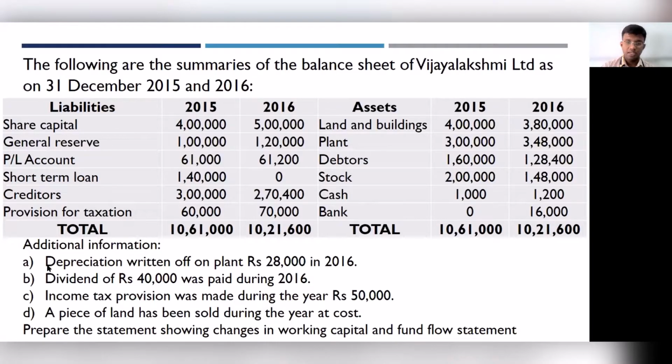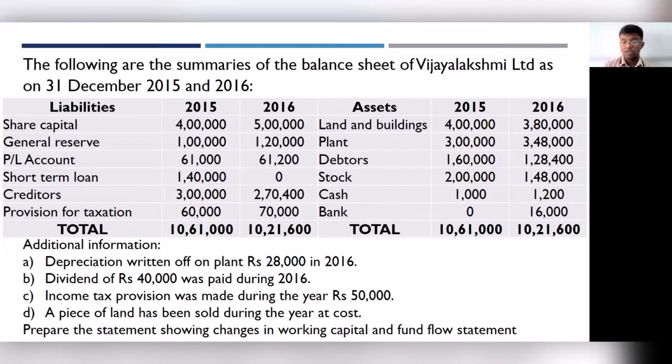The adjustments are: depreciation written off on plant rupees 20,000 in 2016. Dividend of rupees 40,000 was paid during 2016. Income tax provision made during the year 50,000. A piece of land has been sold during the year at cost. Prepare the statement showing changes in working capital and fund flow statement.